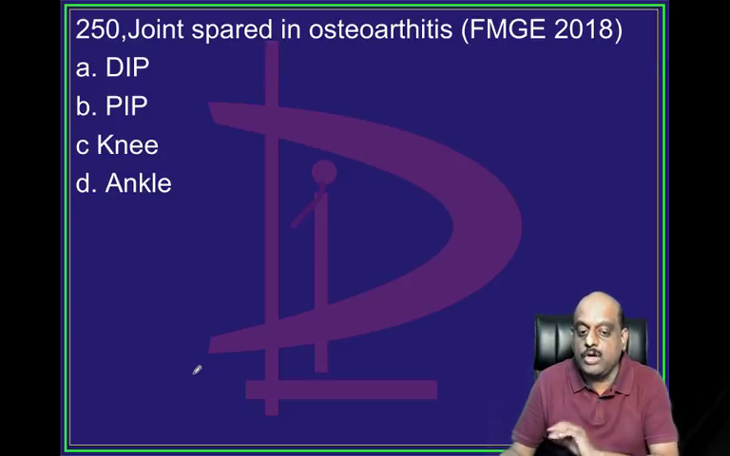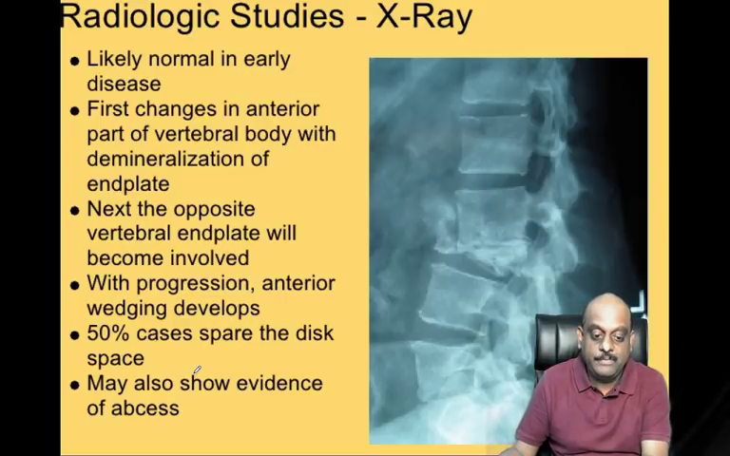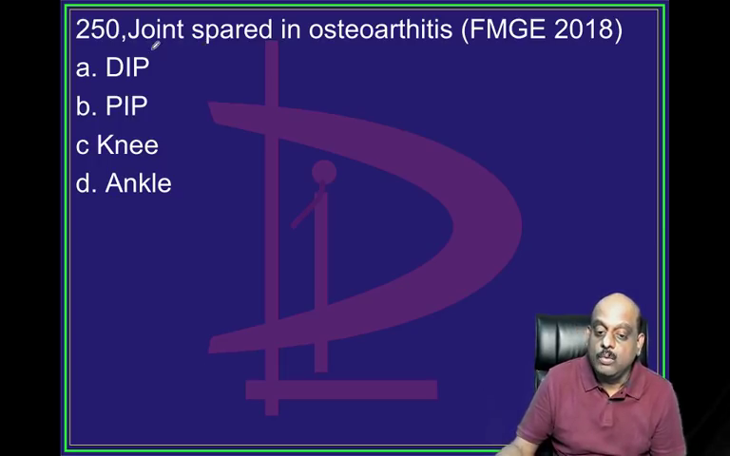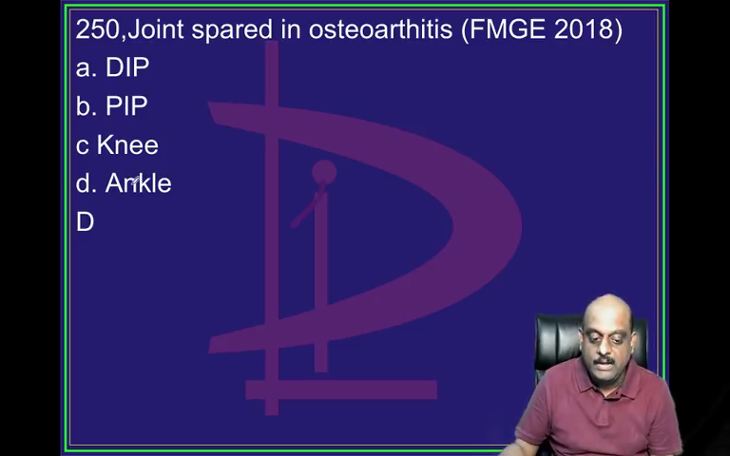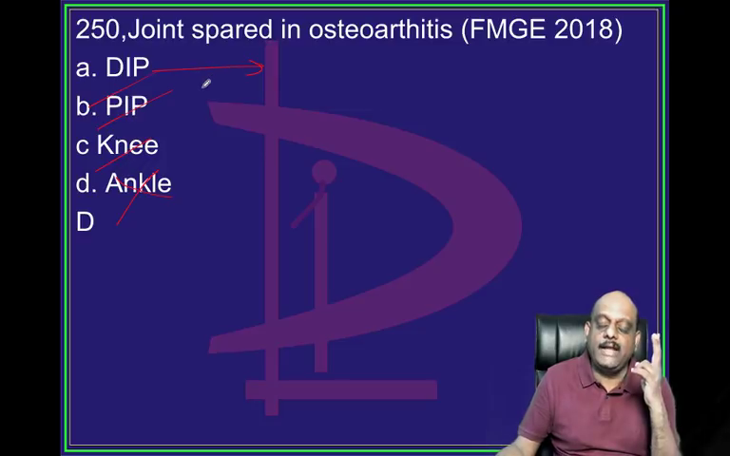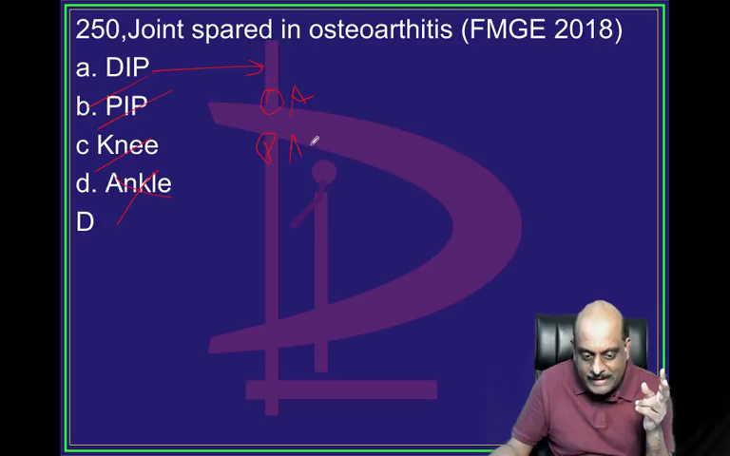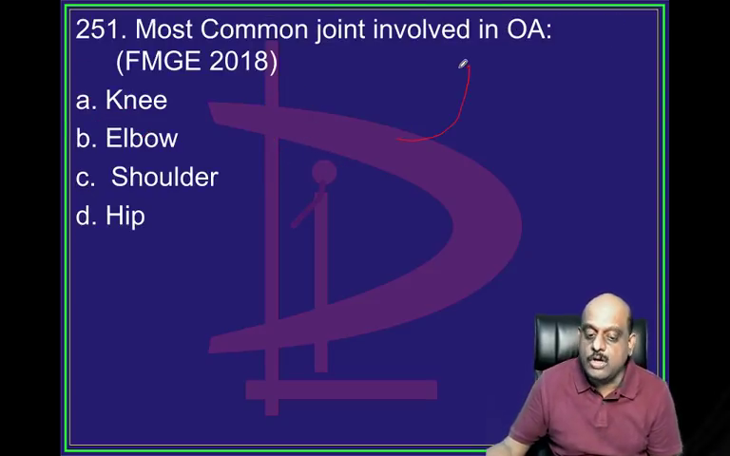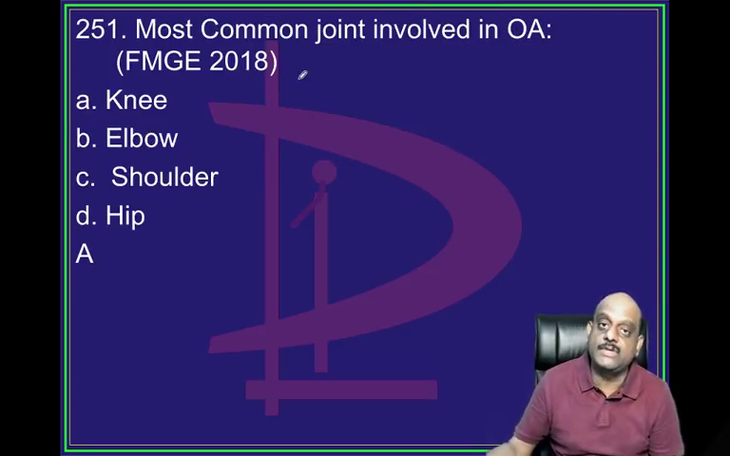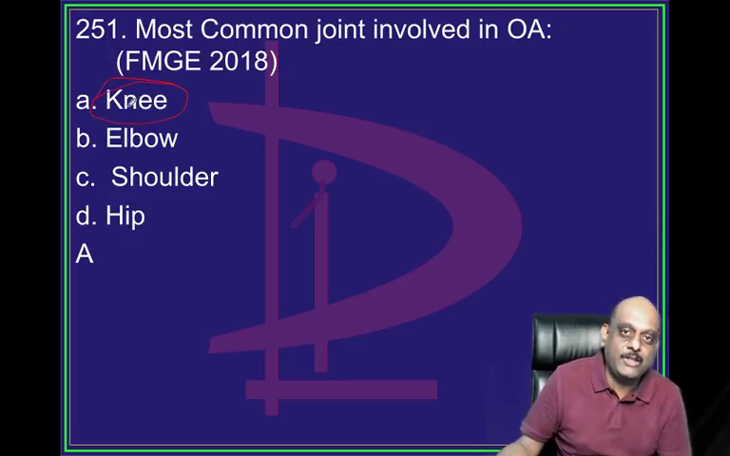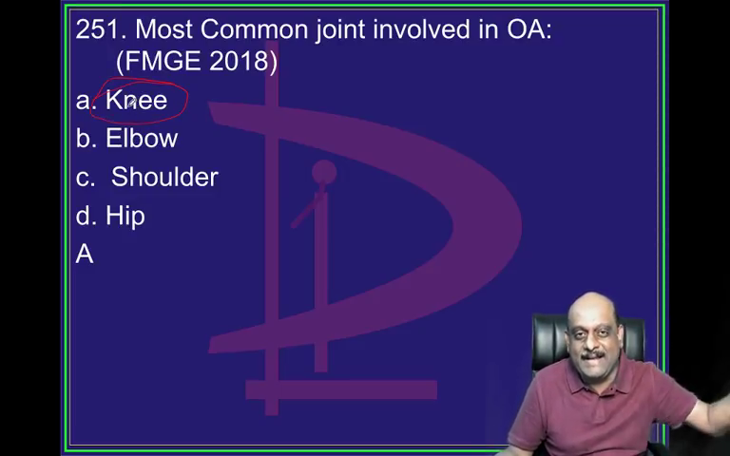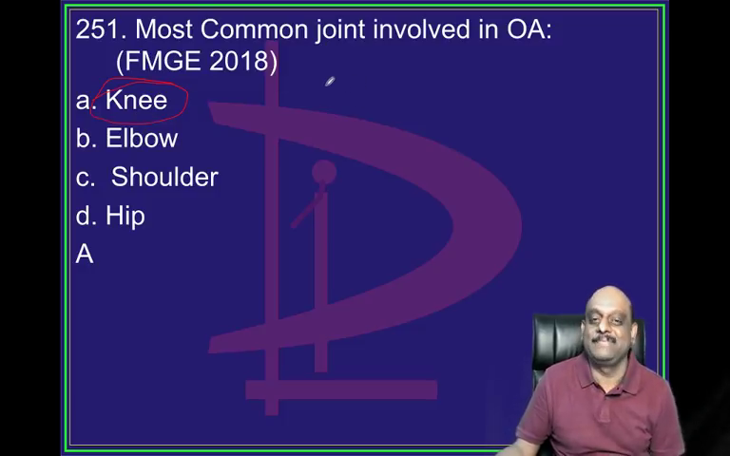Okay. Now doctor, which joint is spared in osteoarthritis? Ankle is spared. DIP, PIP, knee. Only two arthritis involve the DIP. What are they? Osteoarthritis, psoriatic arthritis. Most common joint involved in osteoarthritis, knee joint. The bread and butter of orthopedicians. Knee joints only, no?